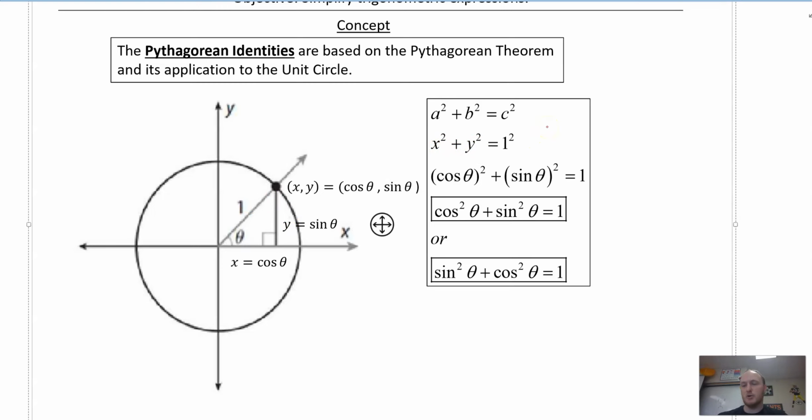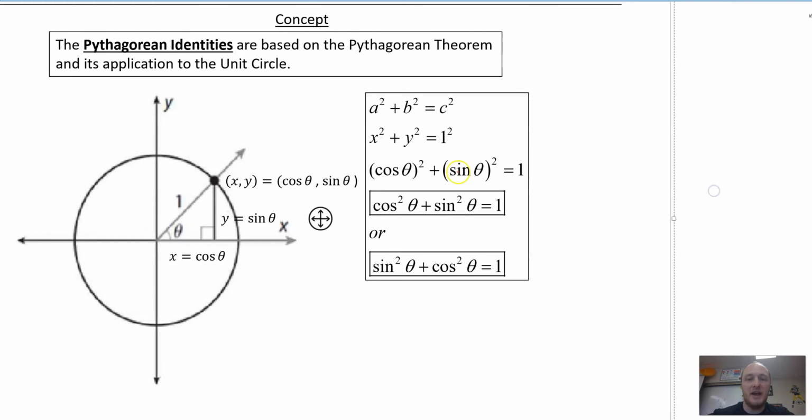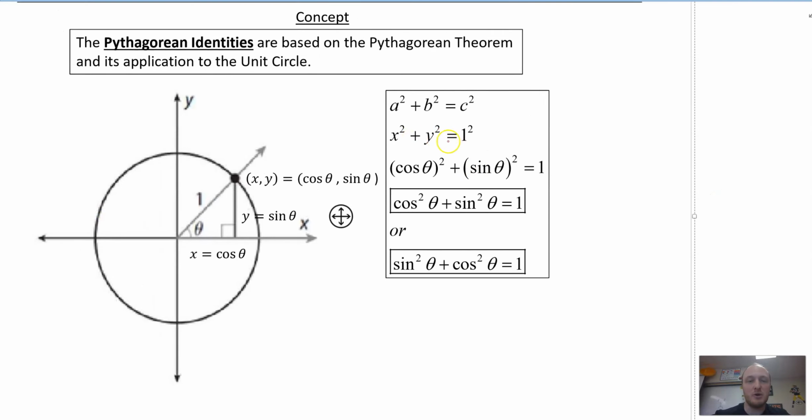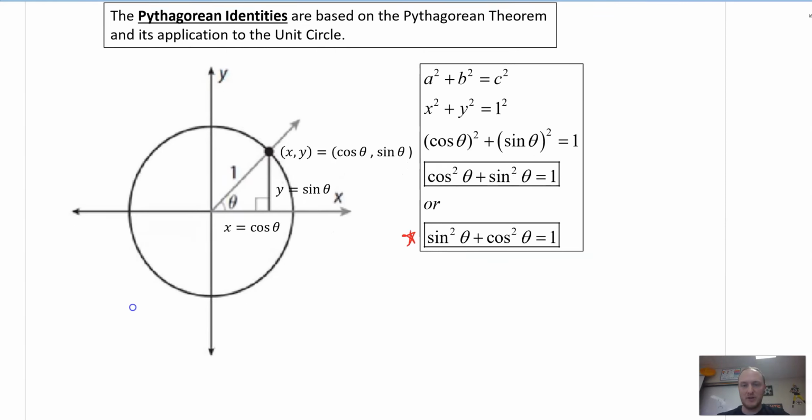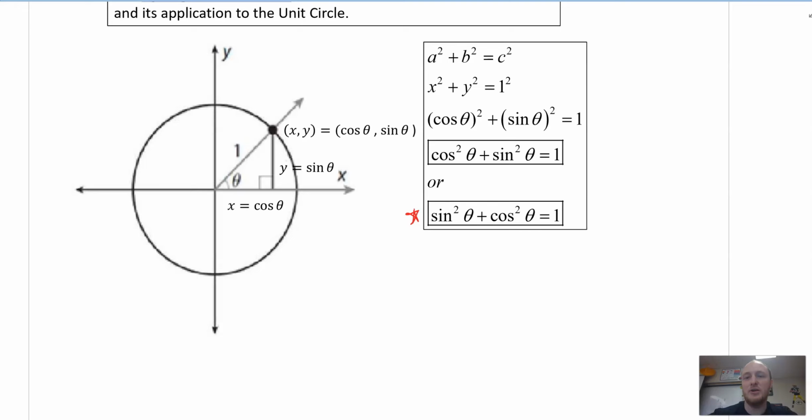And substituting our knowledge of trigonometric expressions, your x value is cosine theta, and your y value is sine theta. So if I have x squared plus y squared, well, that's now cosine theta squared plus sine theta squared is equal to 1. And this gives us our first and major Pythagorean identity, which is sine squared theta plus cosine squared theta is equal to 1. And just a note about notation here.